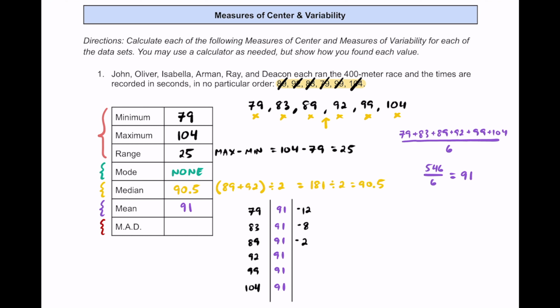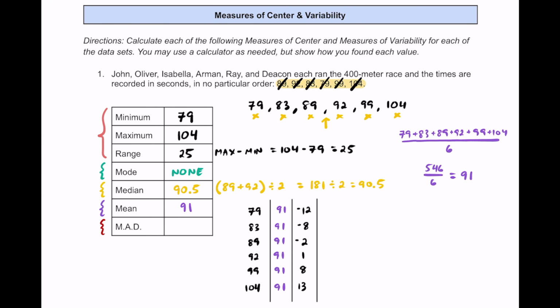92 minus 91 is going to be positive 1. They were 1 second slower than average. 99 minus 91 is 8. This person was 8 seconds slower than average. And 104 minus 91 is going to be 13. So this person was 13 seconds above average here.